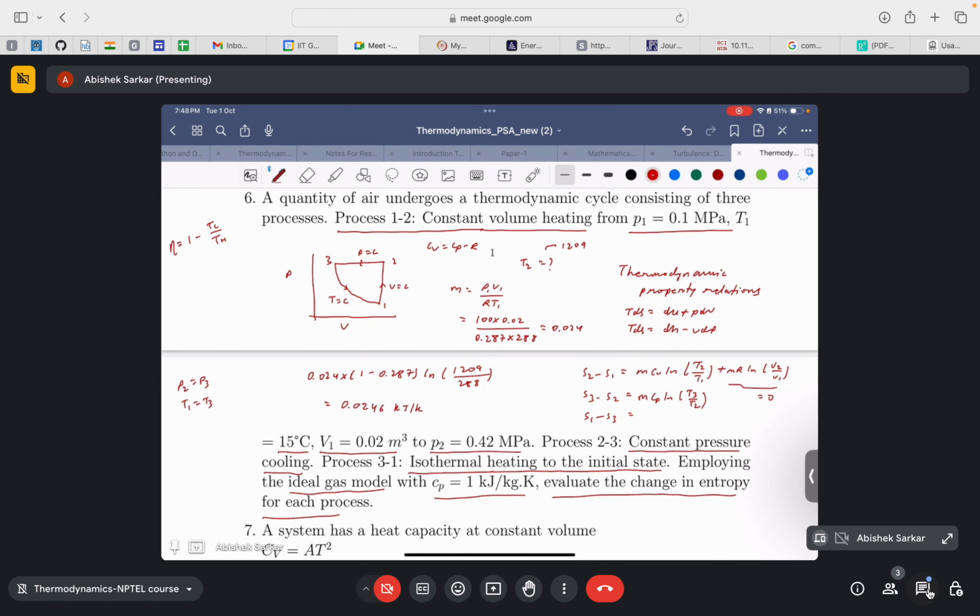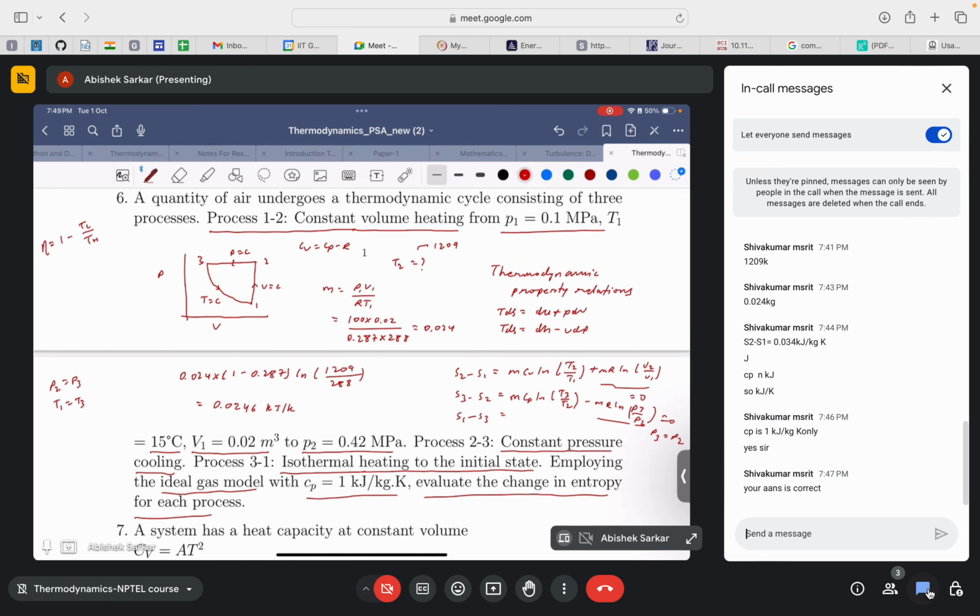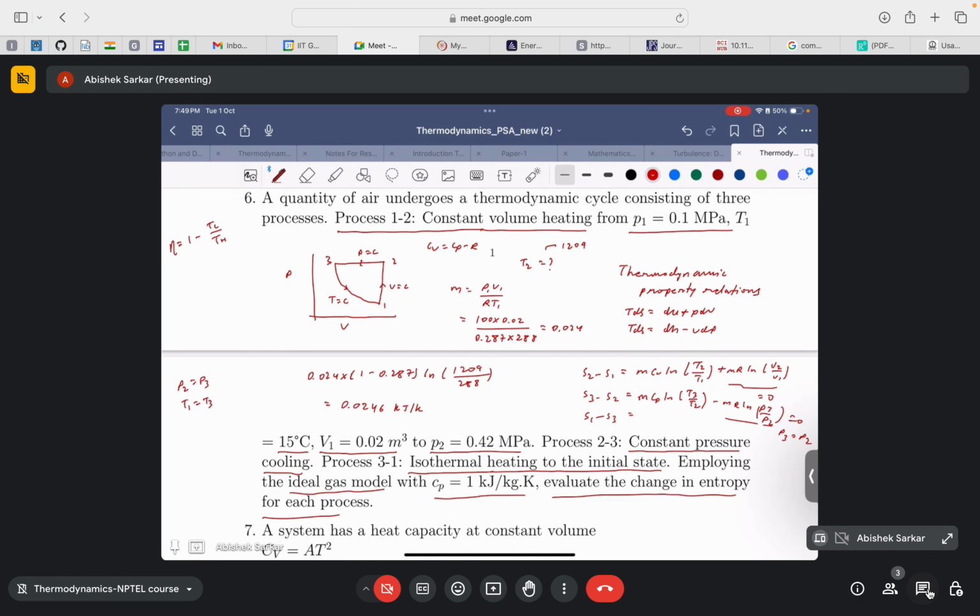and since you know T3 now, T2 is already known, you can easily find this one, right? And the second term will go out because it will be something like mR ln P3 by P2. This will again be equal to 0 because P3 is equal to P2, right? Quite simple. You already know T3 because they are saying that it is isothermal heating to the initial state. So T1 will be equal to T3, right? So now you can easily find this mCp ln T3 by T2. So can you tell the answer?